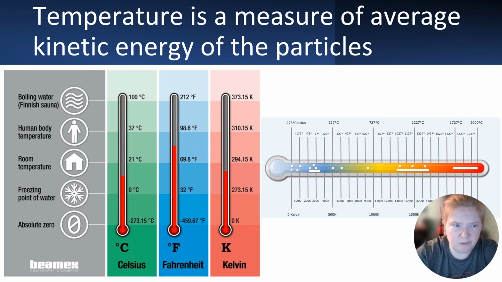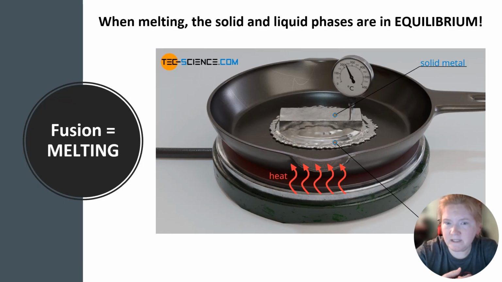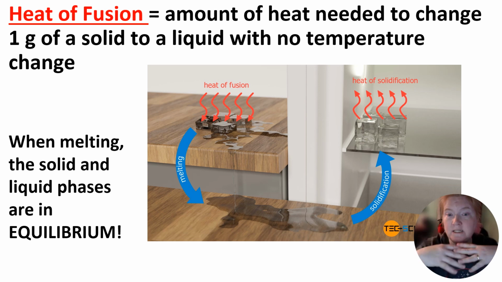Some other things to know: when melting, the solid and liquid phases are in equilibrium. Fusion is melting. So there's an equilibrium, a balance between the solid and the liquid phases at the same temperature, at the melting point. We could also call it the freezing point. The heat of fusion is the amount of heat that we need to change 1 gram of a solid to a liquid with no change in temperature.